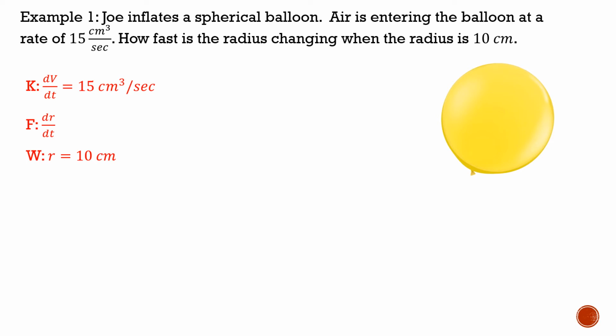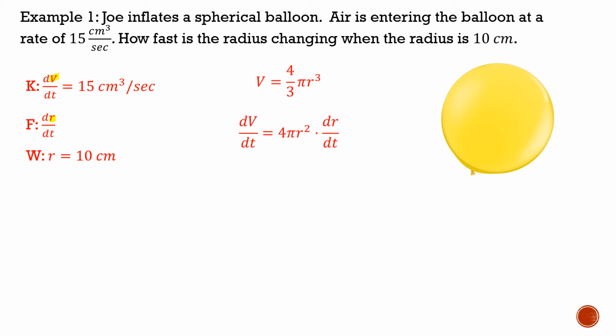Now I have to figure out an equation that involves volume, since that was our know, and radius, since that was my find. I know from geometry that the volume of a sphere is 4/3 pi r cubed. Using that formula, I'm going to take the derivative, remembering that we're taking it with respect to time. Anytime I see a variable that's not in terms of t, I have to put d whatever over dt.